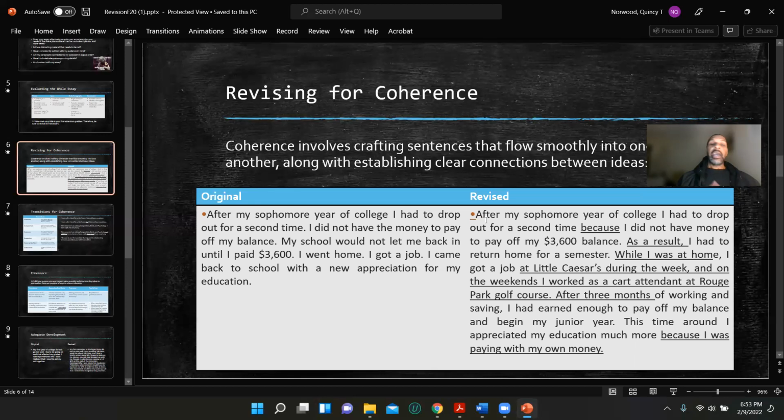Another transitional phrase. And for you all, the transitional phrases you're going to be using are phrases that mark the passage of time. You're going to be using other transitions, but for the most part in narrative, when you're talking about a sequence of events, transitions marking the passage of time work really well. While I was at home, I got a job at Little Caesars during the week, and on the weekends, I worked as a cart attendant at Rouge Park Golf Course. After 3 months of working and saving, another transition marking the passage of time. So for you.